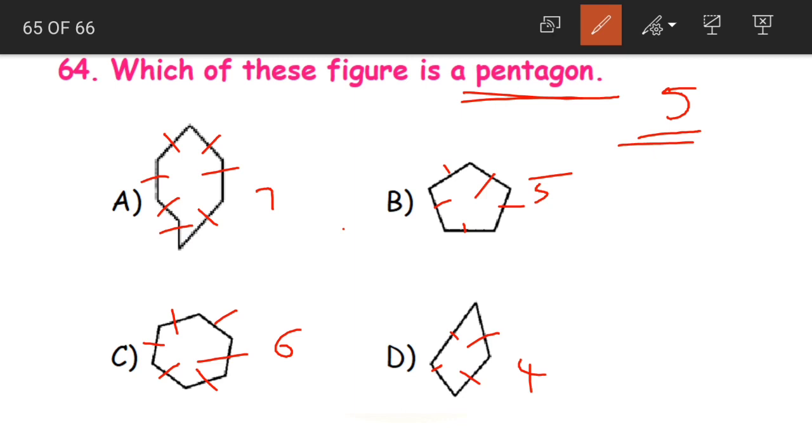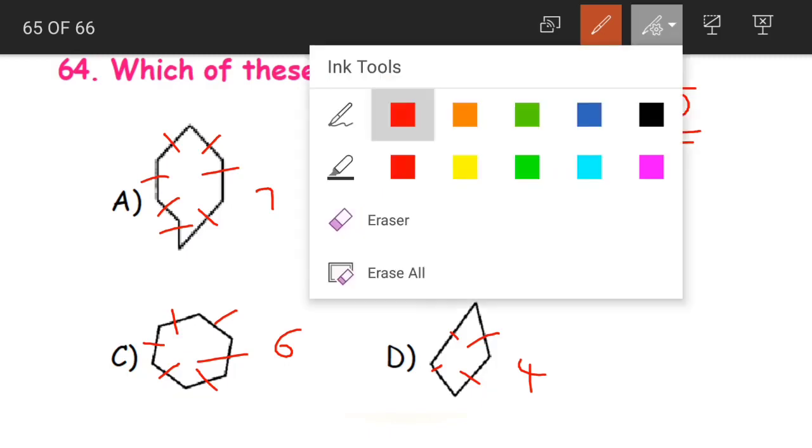Now tell me from these which is called a pentagon? Yes, option B. Option B is having 5 sides. So the figure in option B becomes our pentagon. I hope this is clear, children.